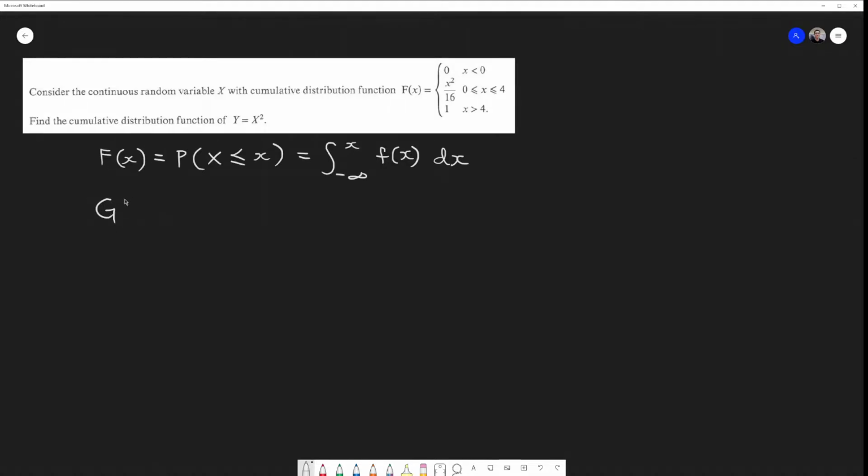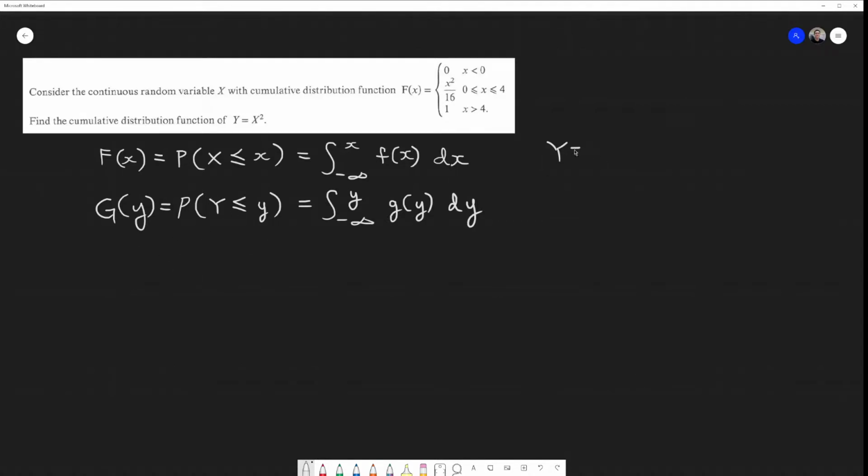we're trying to find G(y) actually. So I'm just writing G(y) here. G(y) is the probability that capital Y is less than or equal to y, which essentially is integrating from negative infinity to y, and then G(y). Okay, right. So how do we work this out?